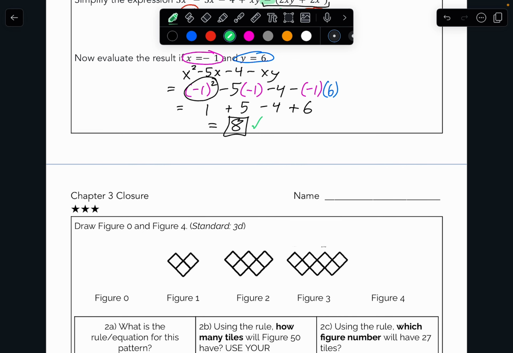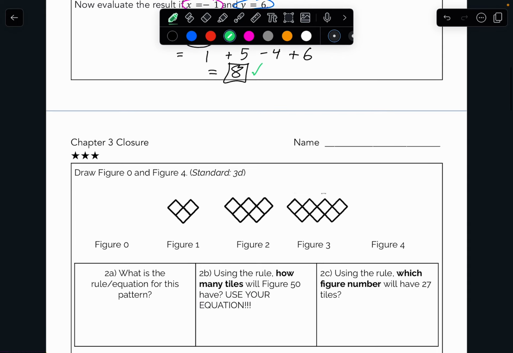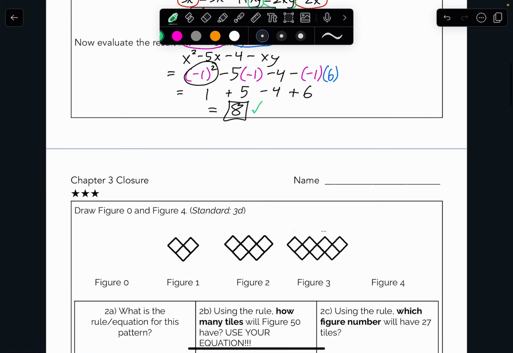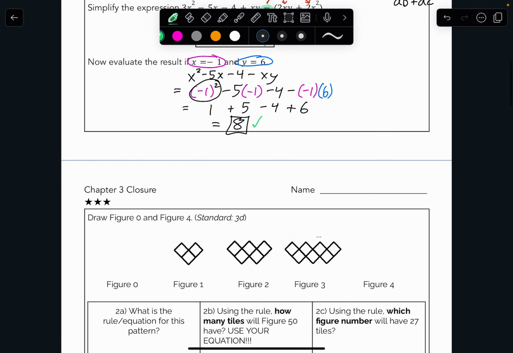Okay, I'm going to give you a chance to write that down. You can always pause the video if you're watching this at a later time. And we're going to move forward here. Okay, draw figure 0 and figure 4. So the pattern that I noticed for this situation here, you probably saw it as well, was that this middle section right there of figure 1 just kind of stays on the left.